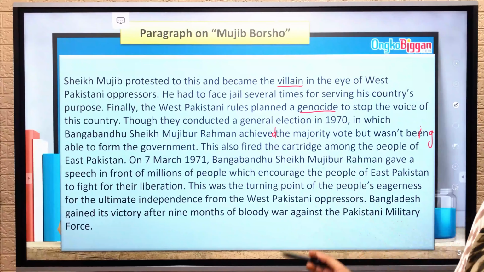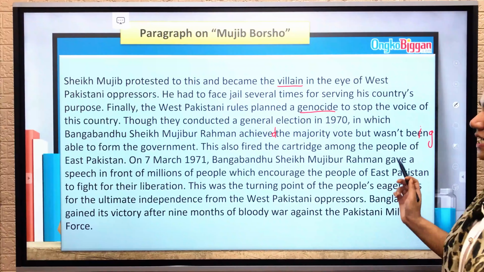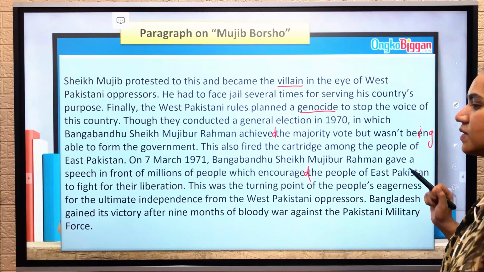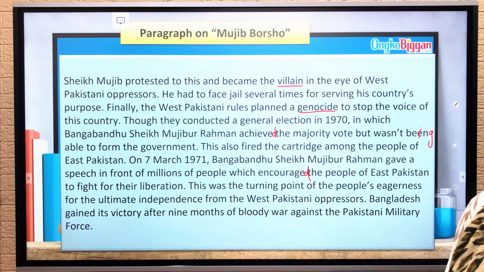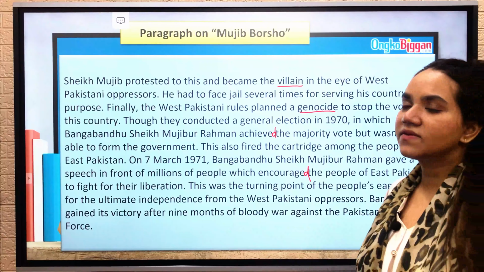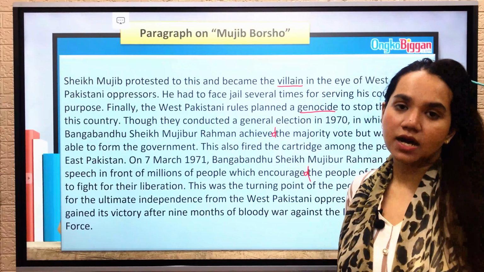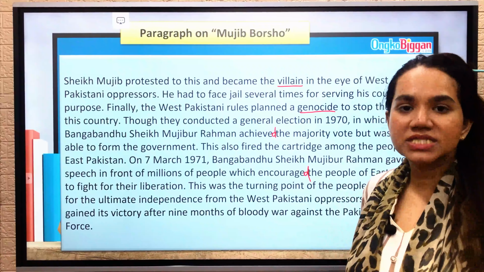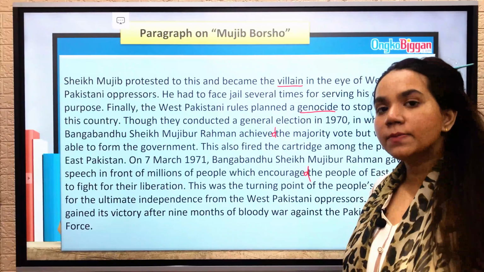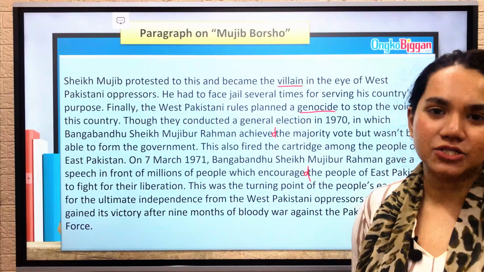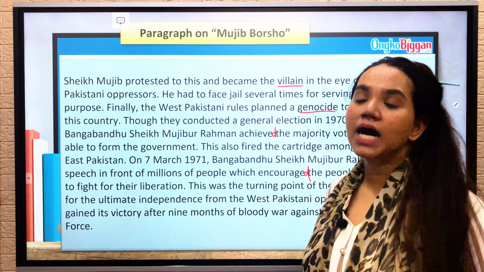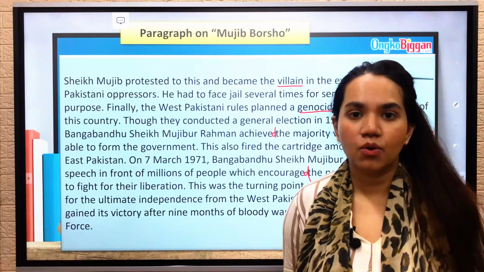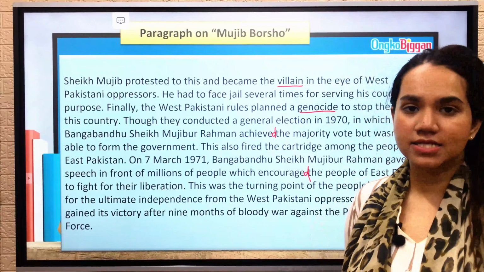On 7 March 1971, Bangabandhu Sheikh Mujibur Rahman gave a speech in front of millions of people, which encouraged the people of East Pakistan to fight for their liberation. And then we know, on 7 March 1971, our father of the nation made history. He made very, very bold statements, and all of the people in East Pakistan were enraged and had their blood boiling in their veins, because they now knew that enough is enough. We cannot handle this oppression anymore.